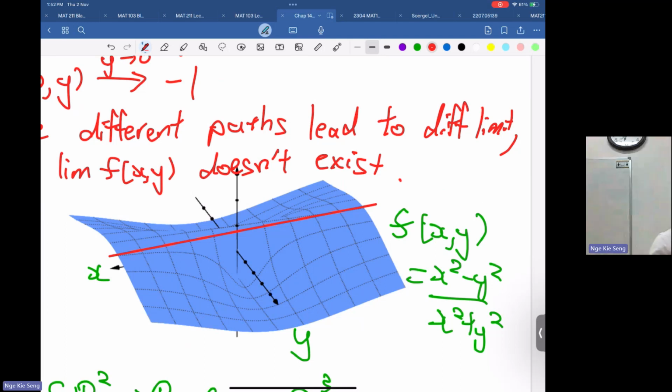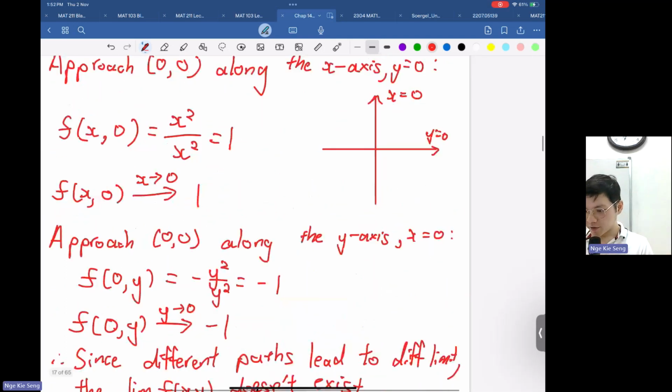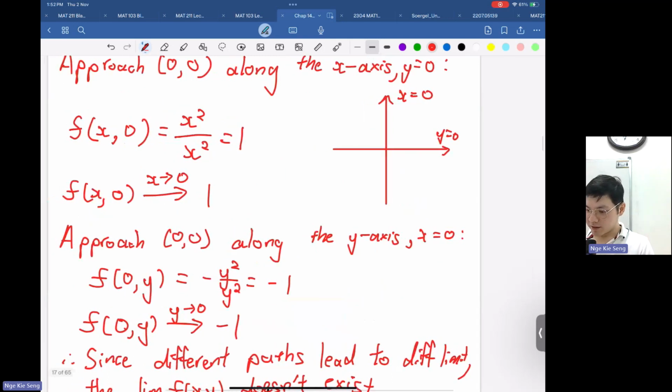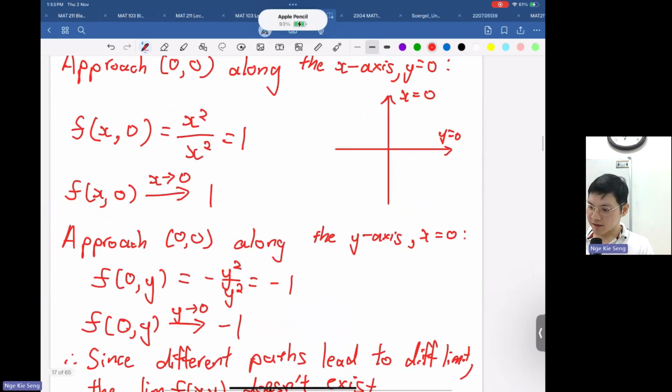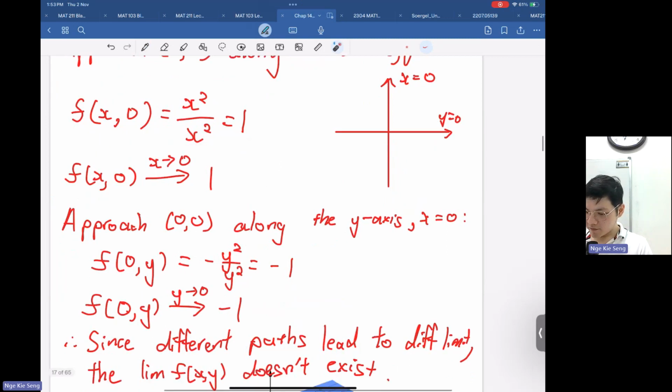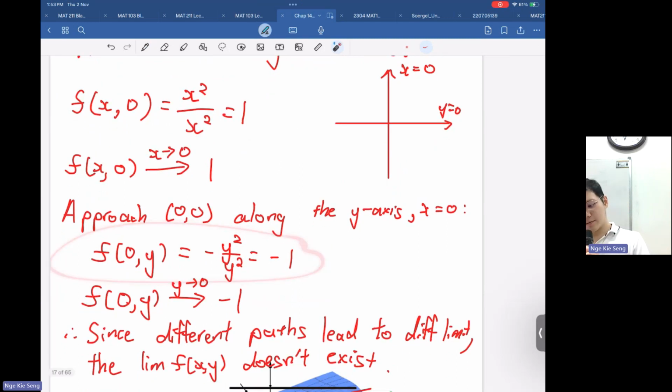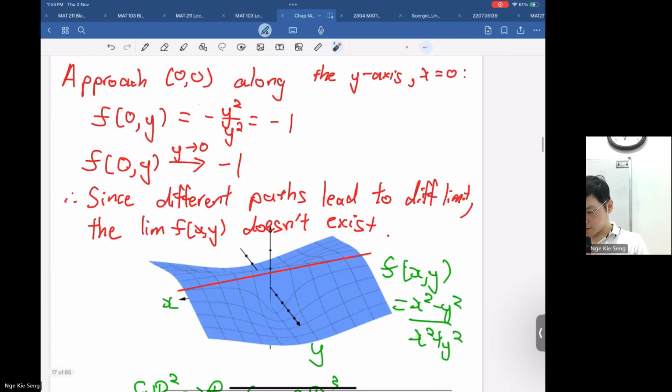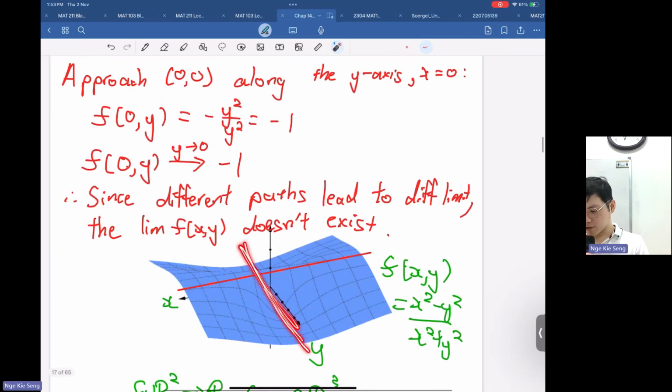Oh yeah, just now I wrote it wrong, right? Because just now you computed f(x,0) is 1, and then f(0,y) is negative 1. So negative 1 is at the bottom. Actually, this should be y, because on this y-axis you should have the value negative 1 here. Just now I said it wrong, so swap.